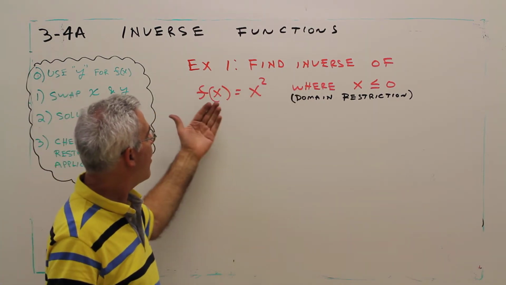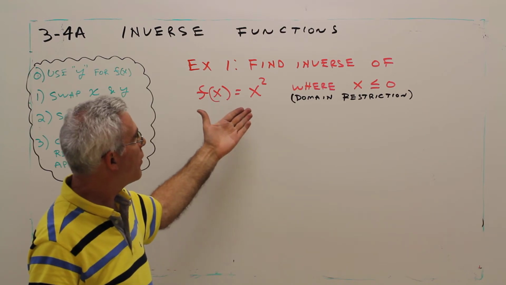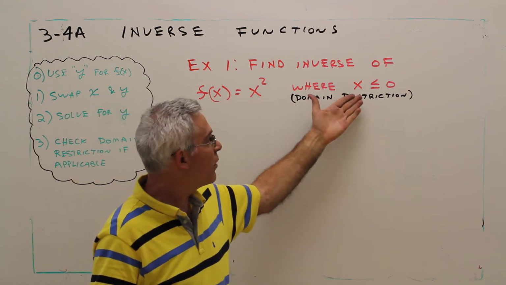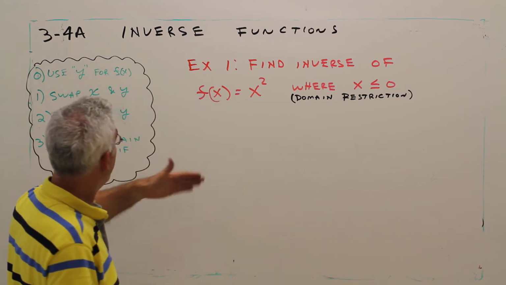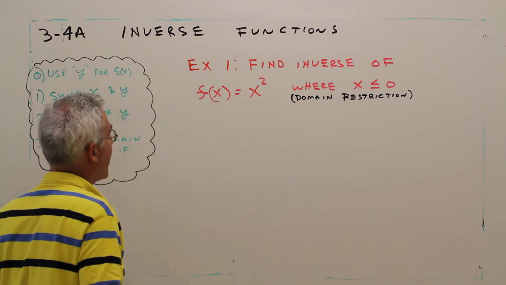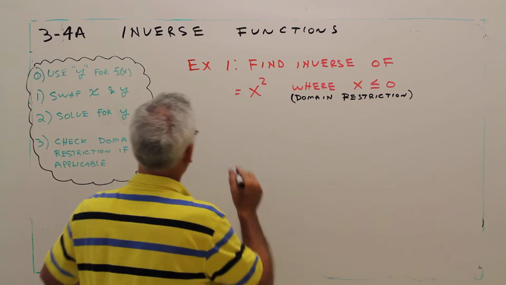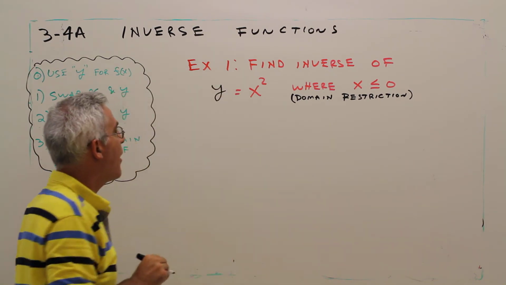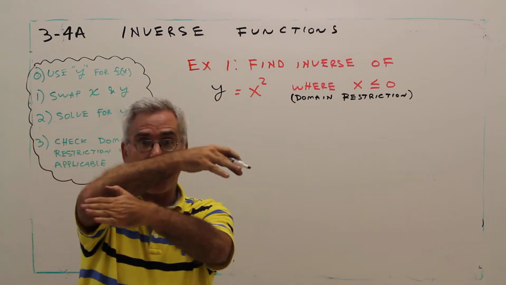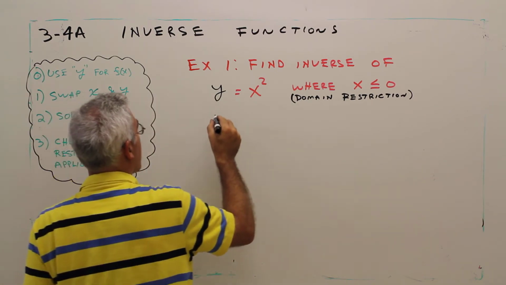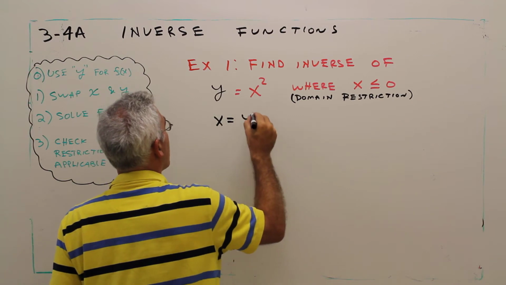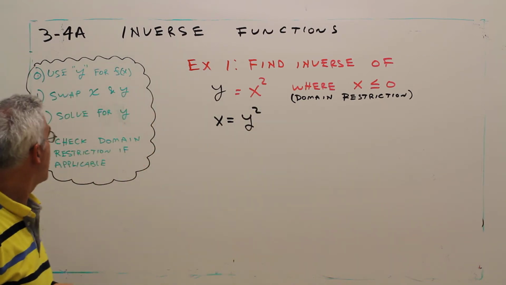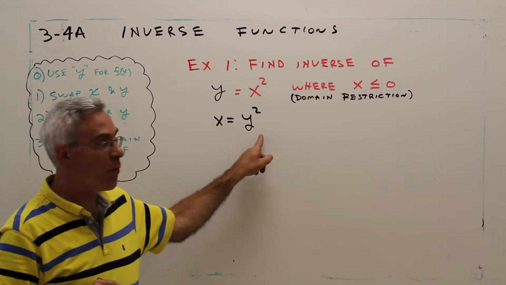Find the inverse of f of x equals x squared with the domain restriction x is less than or equal to 0. Okay, the first step is to just replace f of x with y. I'll just do that as such. And then the next step is to swap x with y. So we'll get x equals y squared. And then what we want to do is solve for y.